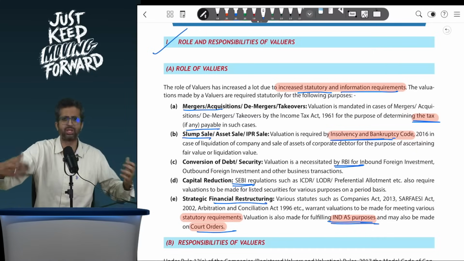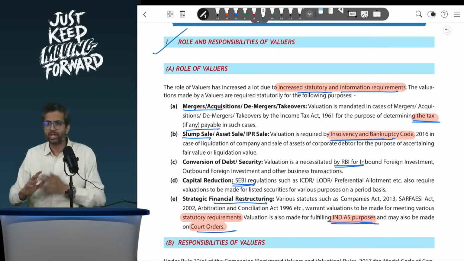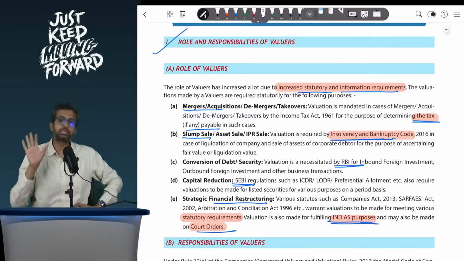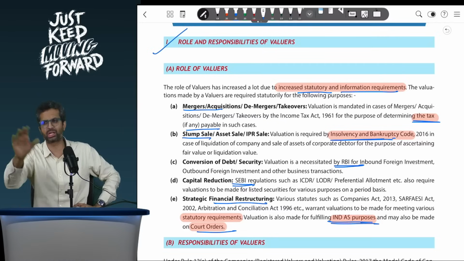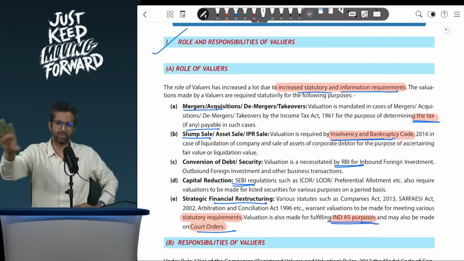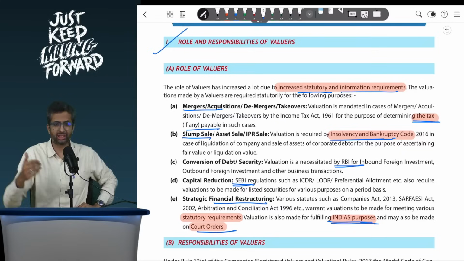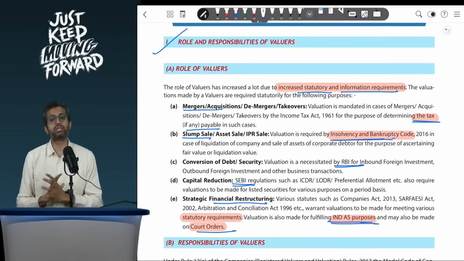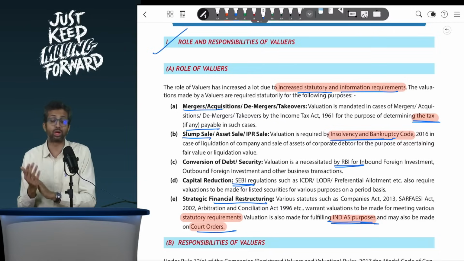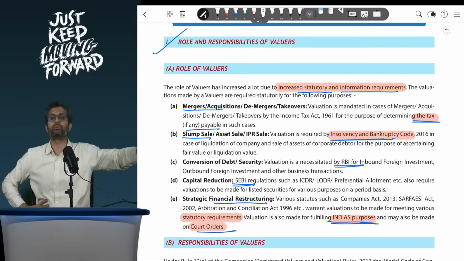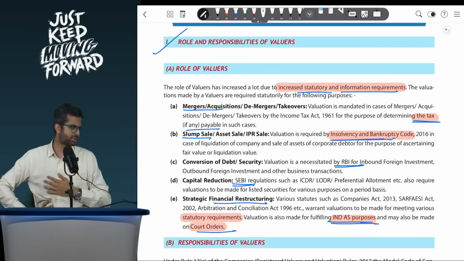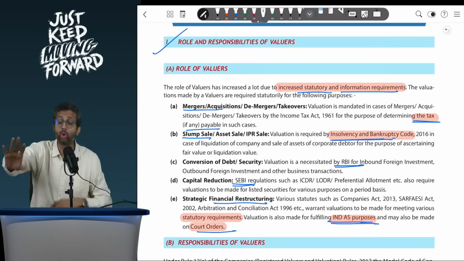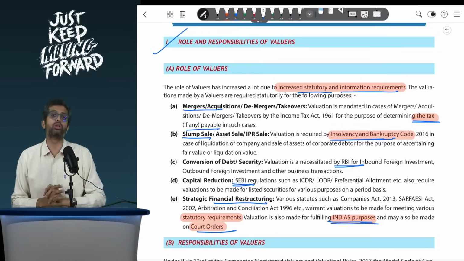So these are the various places where a registered valuer is needed. Remember, a stock broker who gives a valuation recommendation is not a registered valuer. A registered valuer is a valuer who is a category 1 or 2 or 3, maybe a merchant banker or some other valuers who clear particular exams, whose valuation can be used for legal and statutory purposes. A regular stock broker is not a registered valuer. A lot of CA firms or lawyers can be registered valuers. So don't think of a stock broker who gives a buy target as a registered valuer. These are valuations to be done as per statutory requirements.